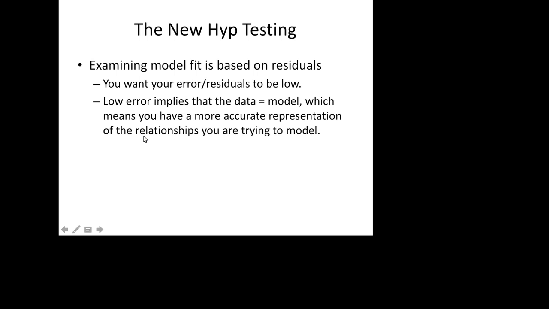Either way, we want error to be low. This is always true. When we talk about basic statistics, we would prefer our standard deviation, our standard error, to be small, because that means we have a good idea of what that variable actually is representing. But here we want the error to be low, because low error implies that the data equals the model, and that's what we want. That means we have a fairly accurate representation of what we're trying to model. So we want error to be low.